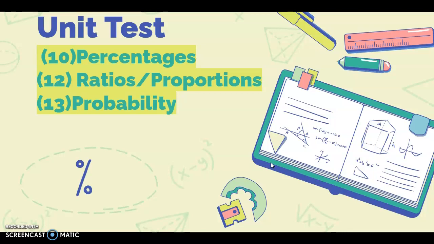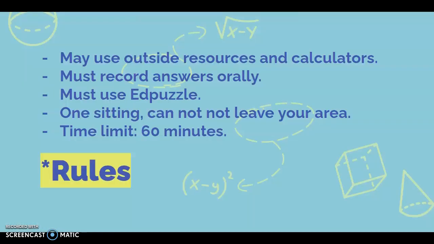This test will cover Units 10, 12, and 13. The rules for this test include being able to use calculators and outside resources. You must also record your answers verbally through Edpuzzle and in writing in the box given to you. Please do this in 1 hour, in one sitting. Monitor your time and finish after 1 hour.